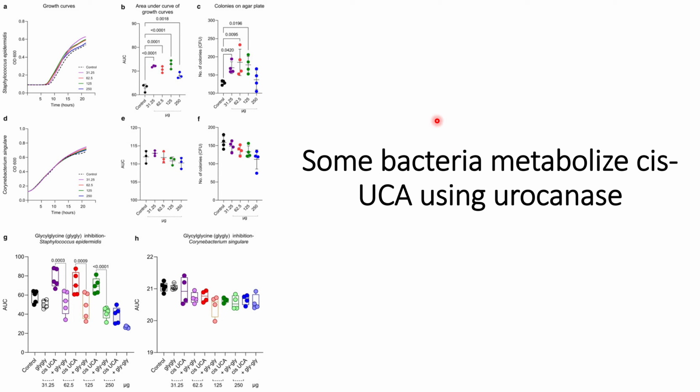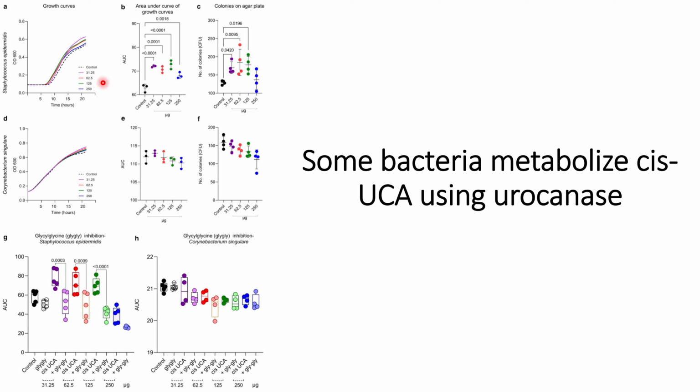In this video we will discuss the bacterial mechanisms, as we have seen that some of the bacteria got upregulated when they are either treated with cis-UCA or exposed to UVB. From the literature, the researchers found that bacteria metabolize cis-UCA using HUTC genes. So they wanted to check whether the upregulated bacteria have this kind of metabolism, utilizing cis-UCA using urocanase, which is encoded by HUTC and HUTU genes.